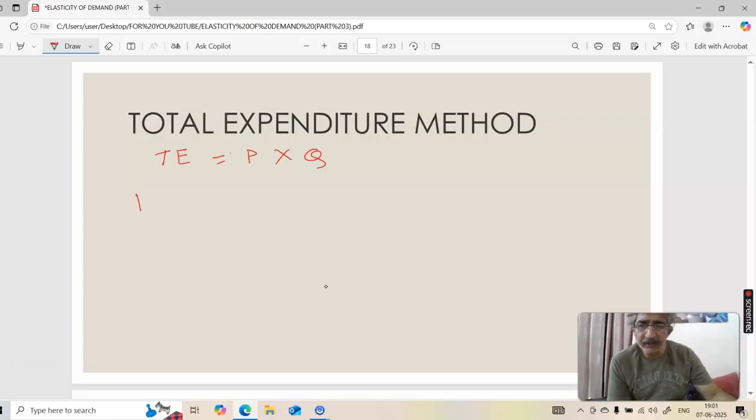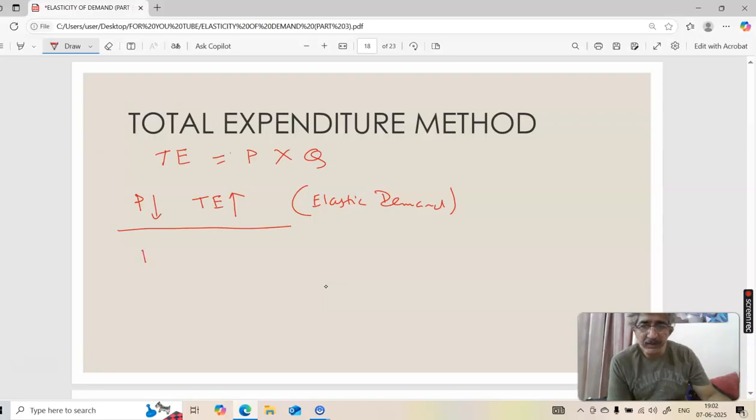Total expenditure. So now, what was the concept? That when the price falls but total expenditure rises, and vice versa, this shows an inverse relationship between price and total expenditure. This shows that the demand is elastic demand.